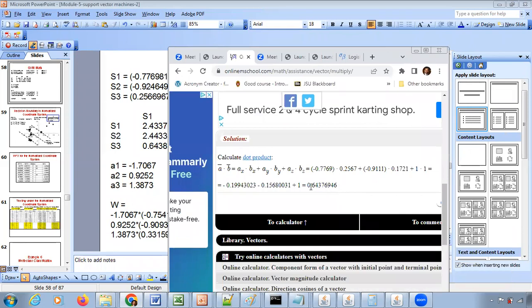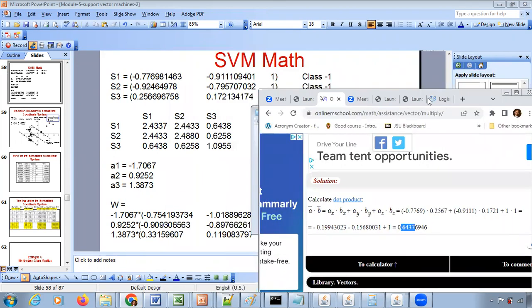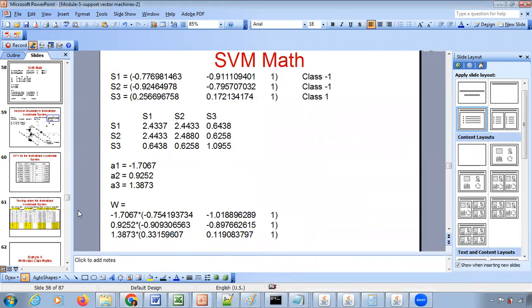which is 0.6438 if you round it to the next decimal. That's what I have. S1, S3 is 0.6438. So you can use this dot product calculator as well if you want, instead of manually calculating it. Of course, you have to do it for each term, S1, S2, S1, S3, all possible pairs of products.